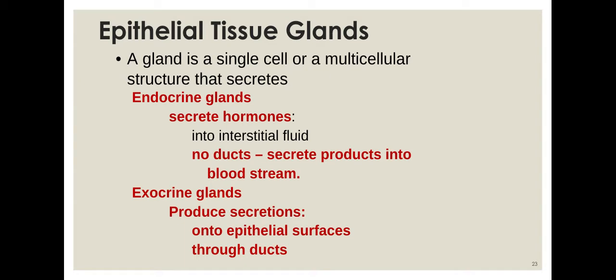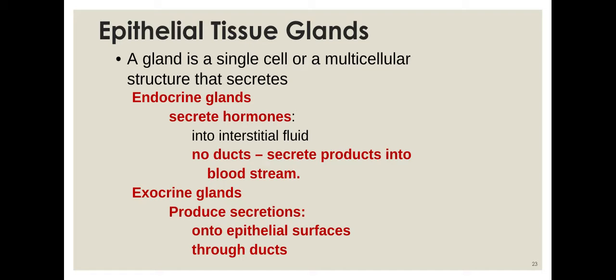Let's talk about glands. A gland is a single cell or a multicellular structure that is going to secrete something. Endocrine, endo, think like inside, endocrine glands secrete hormones, and that just goes into interstitial fluid. And that means that there are no ducts, and whatever is being secreted is just going to go into the bloodstream.